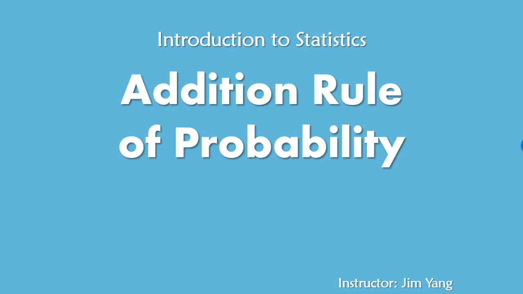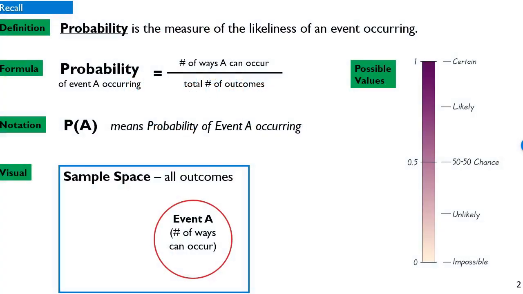In this video, we're going to be talking about the addition rule of probability. So thus far, you should understand the following. Probability is the measurement of the likeliness of an event occurring. You should know how to calculate basic probabilities. You should know basic notation of probability. Also know how to visualize a probability using a Venn diagram.